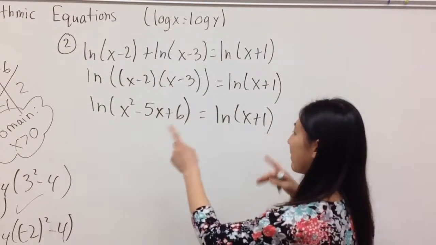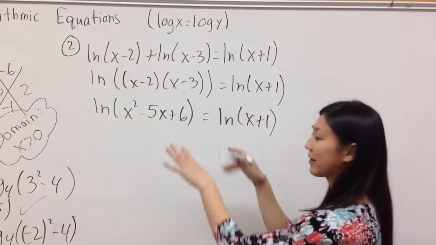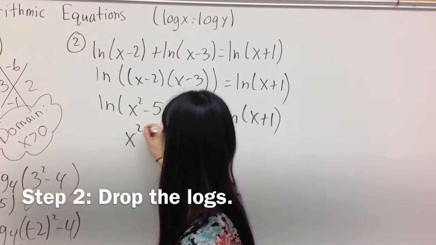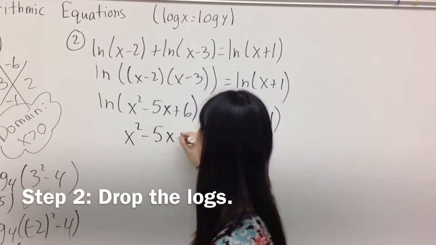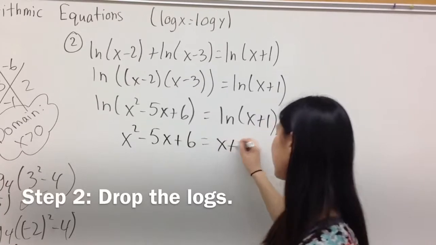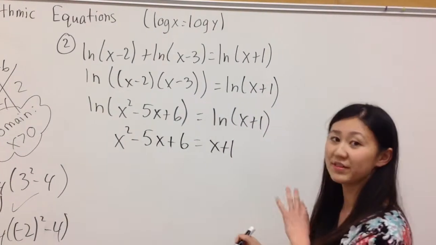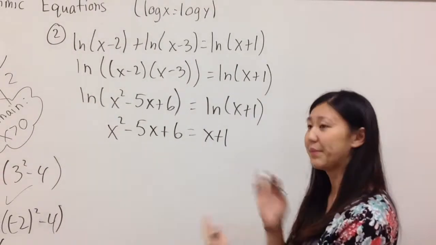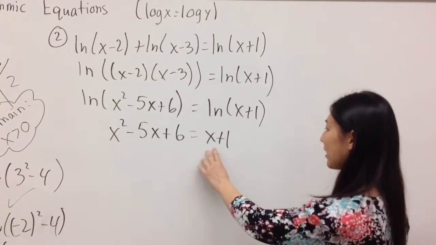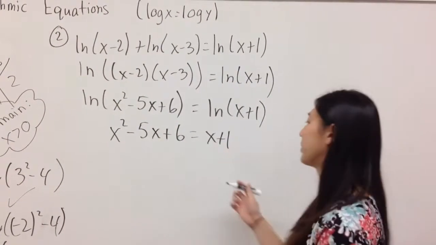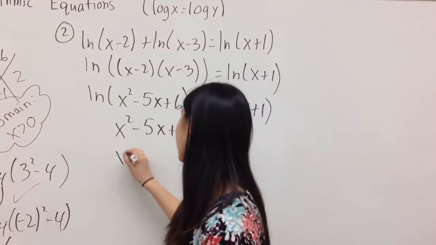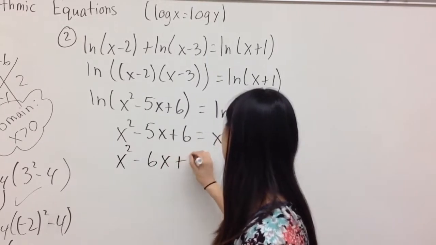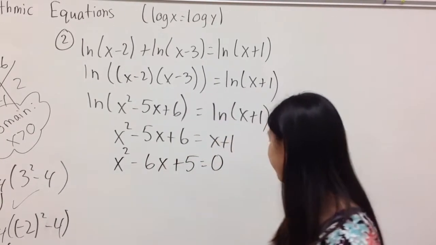We have what we wanted. We have ln equals ln. So now I can just drop the ln's and solve. I have x squared minus 5x plus 6 equals x plus 1. Once again, just like the other one, we're going to get all of the x's to one side so we can make it equal to 0. We're going to subtract x from both sides and subtract 1 from both sides. So it looks like x squared minus 6x plus 5 equals 0.